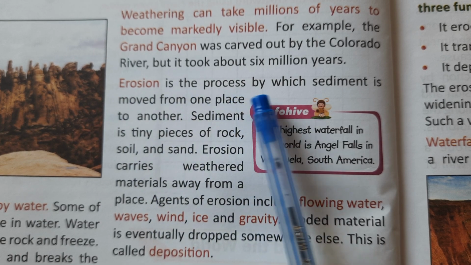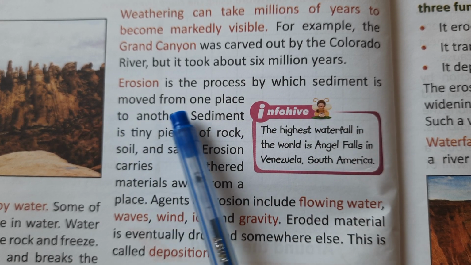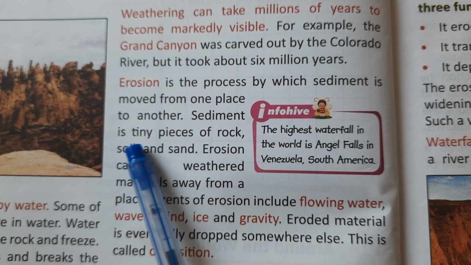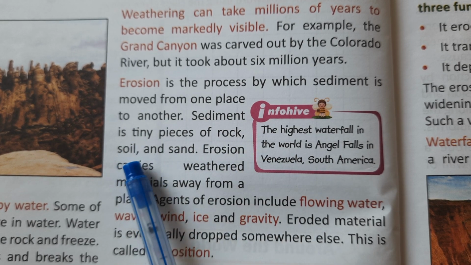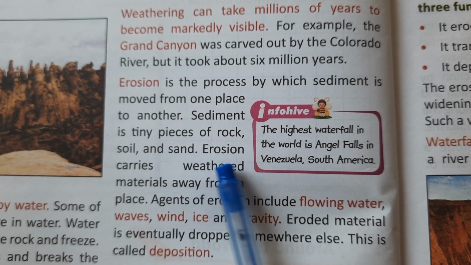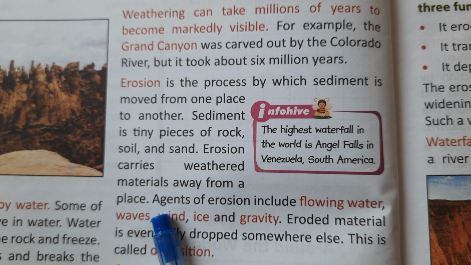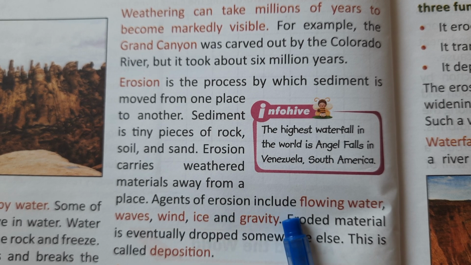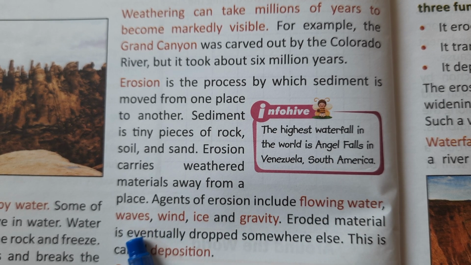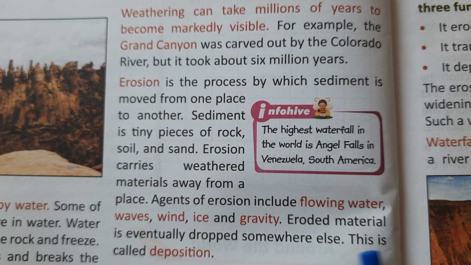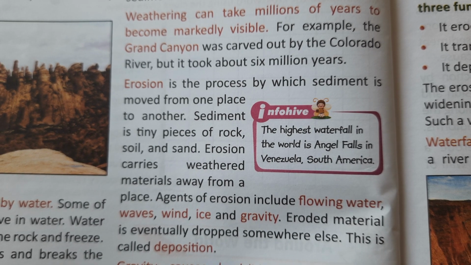Erosion is the process by which sediment is moved from one place to another. Sediment is tiny pieces of rock, soil, and sand. Erosion carries weathered materials away from a place. Agents of erosion include flowing water, waves, wind, ice, and gravity. Eroded material is eventually dropped somewhere else. This is called deposition.